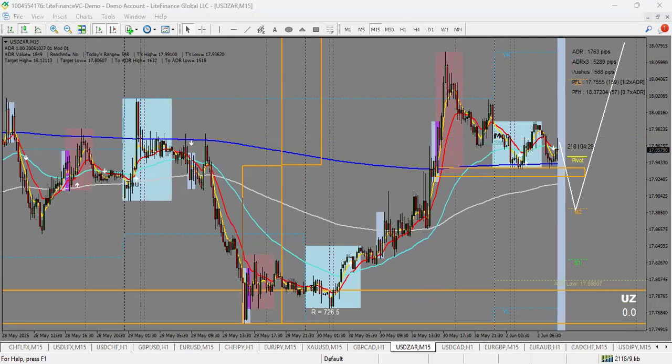And we should never forget that this is NFP week, and we are having quite a number of fundamentals during this week. So it should be a high volatility week and a very good week for us.